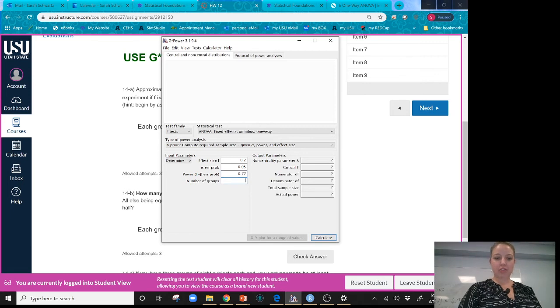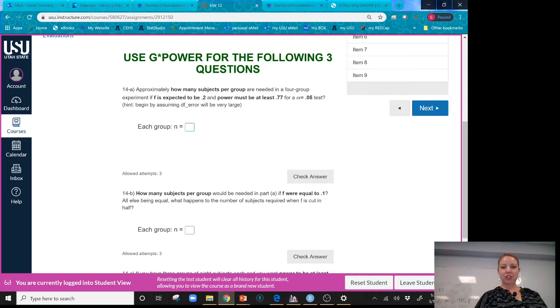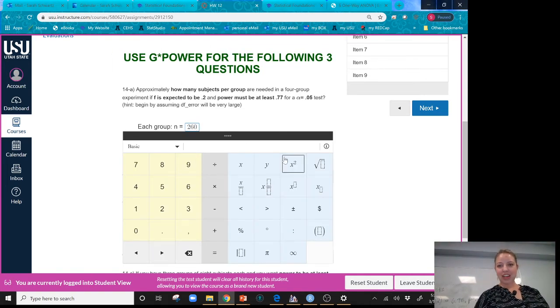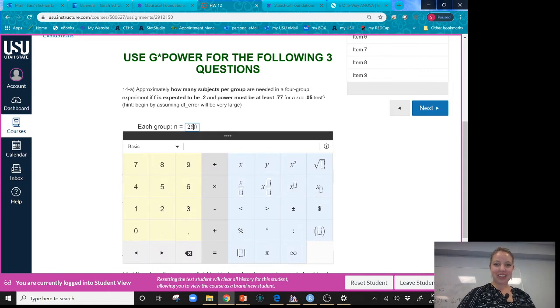We better change 5 to 4. Okay. Sample size needed is 260. What if I put 260 here? That's wrong. If I type in 260, it's wrong. Why? 260 in G*Power tells you the total sample size. The homework asks you for each group. So you need to divide that by 4, which would make it 65. Yeah.